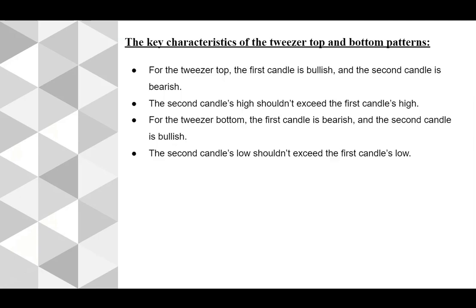So let's review the key characteristics of the tweezer top and bottom patterns that I talked about so far. For the tweezer top, the first candle is bullish and the second candle is bearish. The second candle's high shouldn't exceed the first candle's high. For the tweezer bottom, the first candle is bearish and the second candle is bullish, and the second candle's low shouldn't exceed the first candle's low. These are important characteristics of tweezer top and bottom patterns.